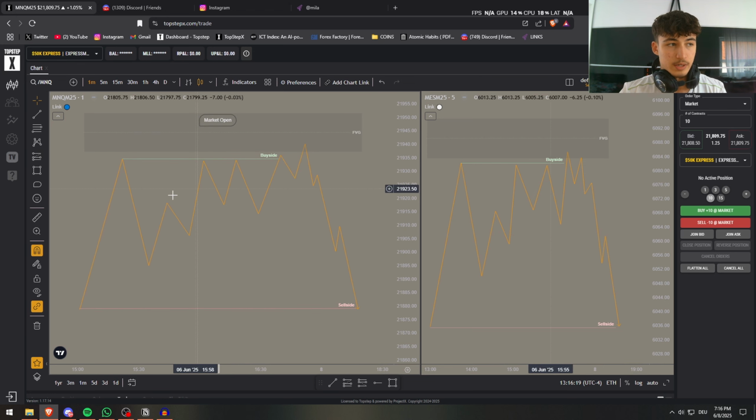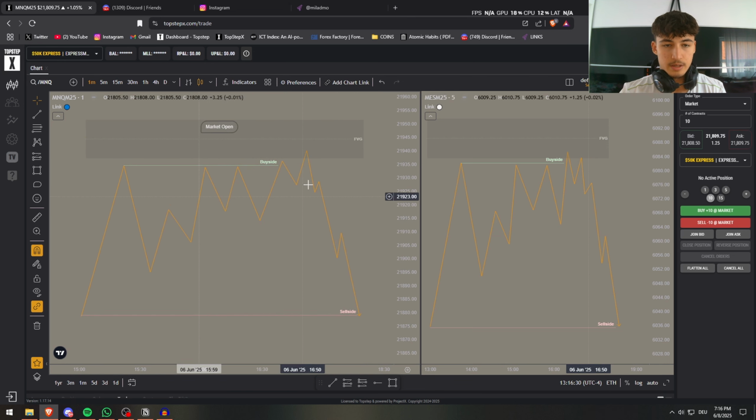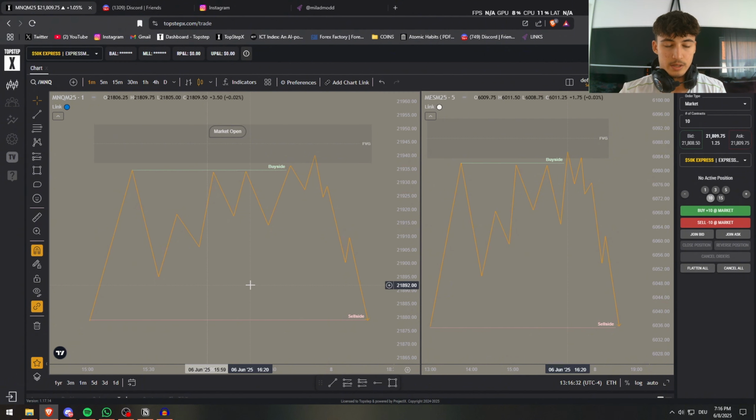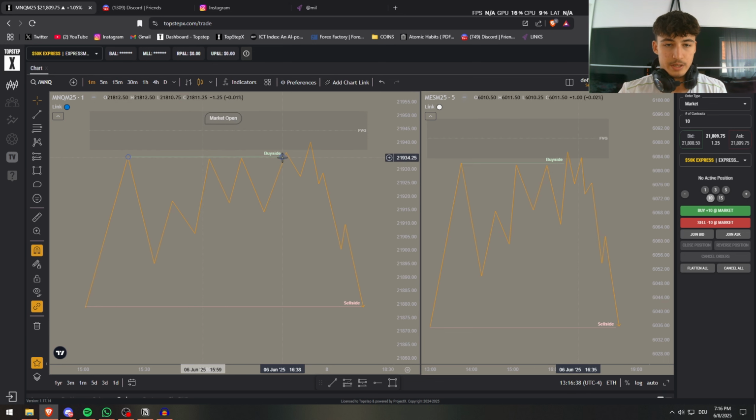So for example, we have here on Nasdaq relative equal highs as buy side liquidity right here. Here is a high time frame PD array. We have sell side right here, and market open at this white dotted line. So after market open, we chop around, boom, go back up. I'm waiting for this move right here to clear buy side liquidity.